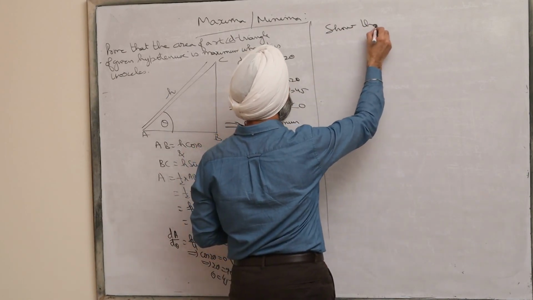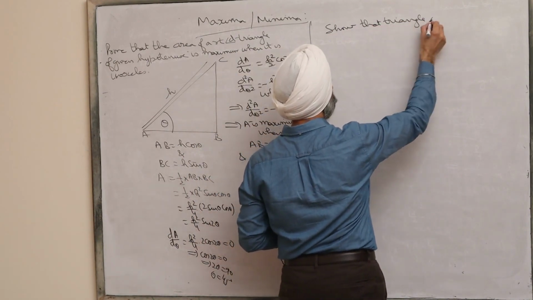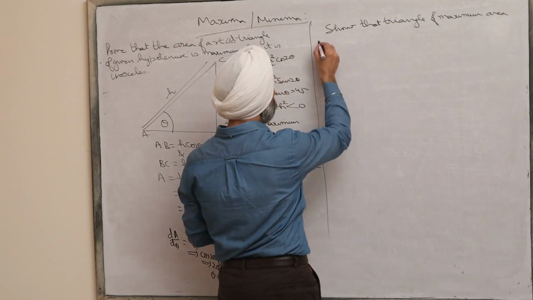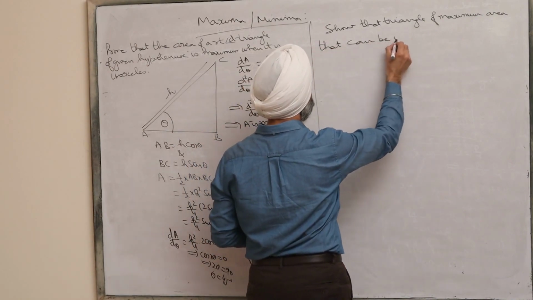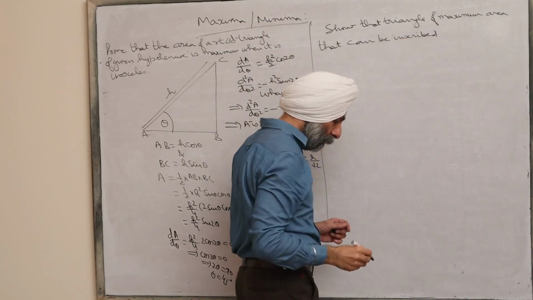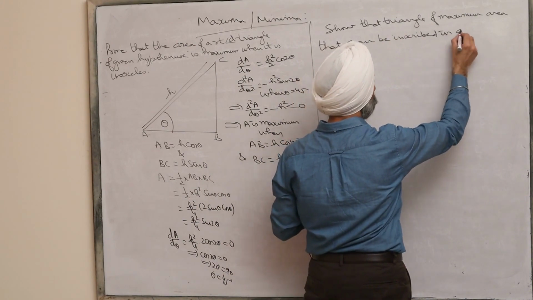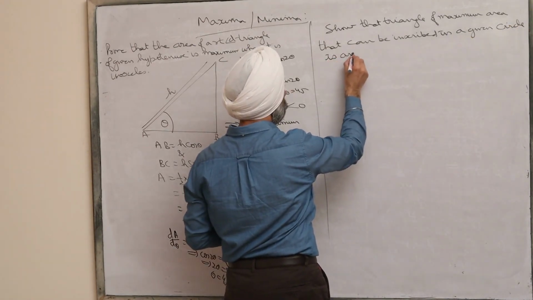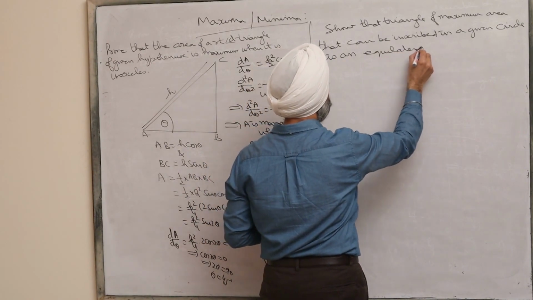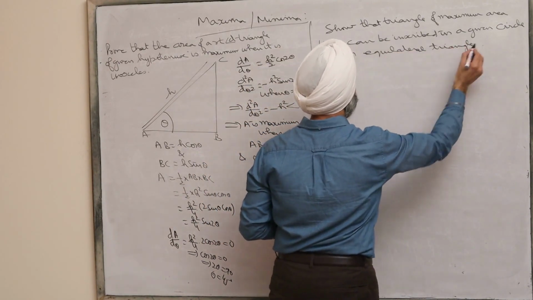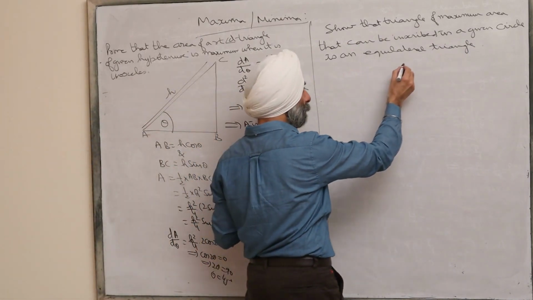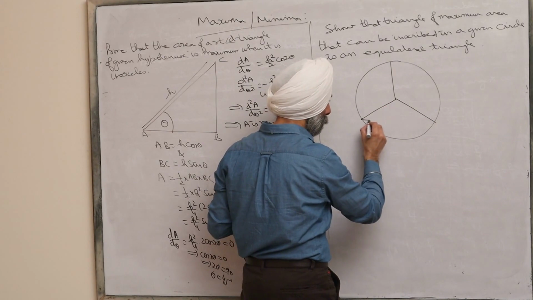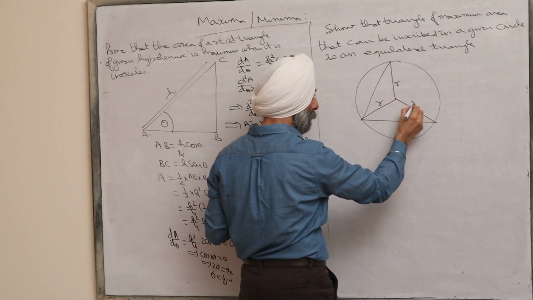Show that triangle of maximum area that can be inscribed in a given circle is an equilateral triangle. So what is the question? Triangle of maximum area that can be inscribed in a given circle. Given circle means that we know what is its radius here. So this is your radius R.